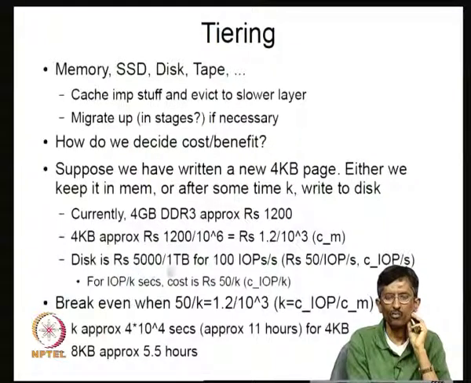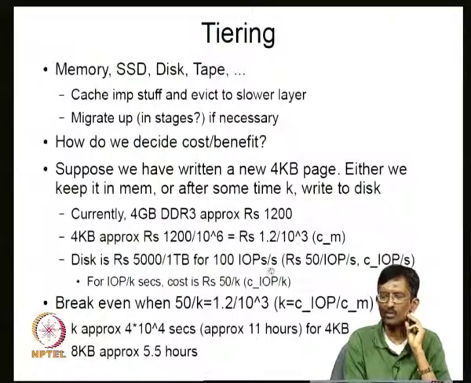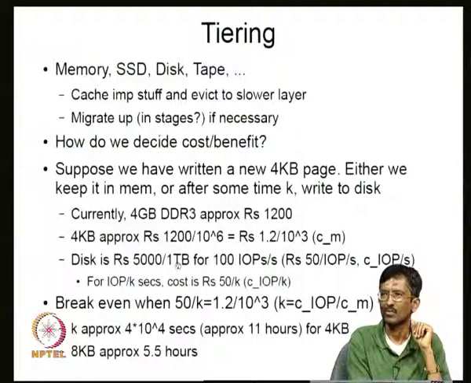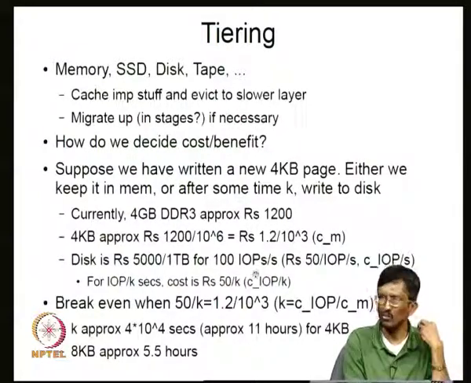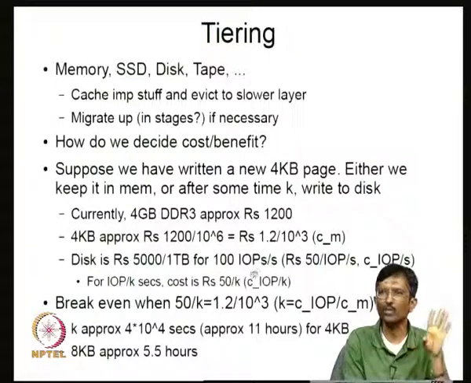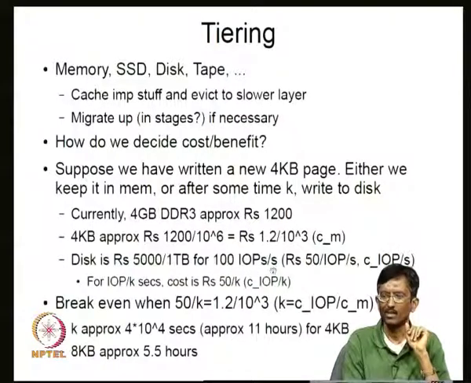So disk is 5000 per terabyte for 100 IOPS. As mentioned, we are IOP limited. What is our costly resource? IOPS, not space. So that means I am paying rupees 5,000 for 100 IOPS. If somebody wanted 200 IOPS, I have to buy 2 disks, because I cannot supply it with 1 disk. At the most I can supply 100 IOPS. If somebody wants 200 IOPS, there is absolutely no way to do it with that; I have to get 2 disks, then only I can do it. So my cost is proportional to IOPS. That means it is rupees 50 per IOP per second.